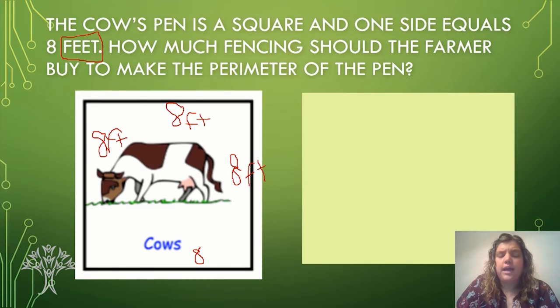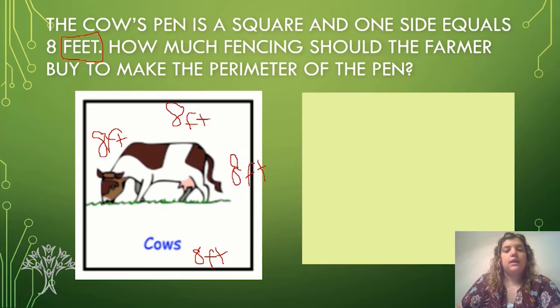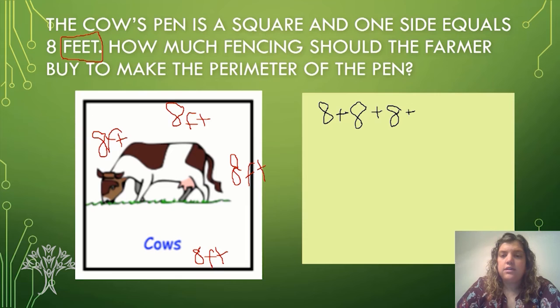I want you to go ahead now and try solving this. And then check back in and see if you got the correct answer. Some of you are ready to move on, and let's check our work. If you are not ready, go ahead and keep working, and I'll remind you at the end to check in. So this question, I have 8 on side 1, 8 on side 2, 8 on side 3, 8 on side 4. I have 8 plus 8 plus 8 plus 8.